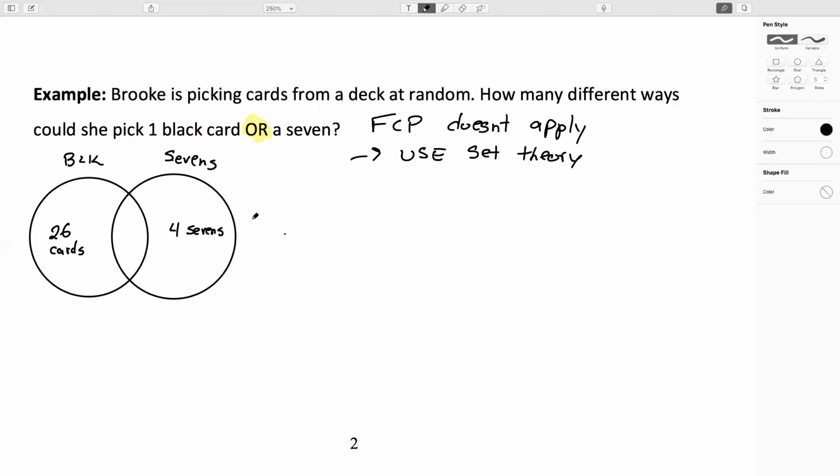But then in the middle, we've got to count the ones that are double counted. So we have 4 7s in our deck, but 2 of them are black cards. One of them is the 7 of spades, one of them is the 7 of clubs. So we have 2 black 7s, and those fall in the middle.